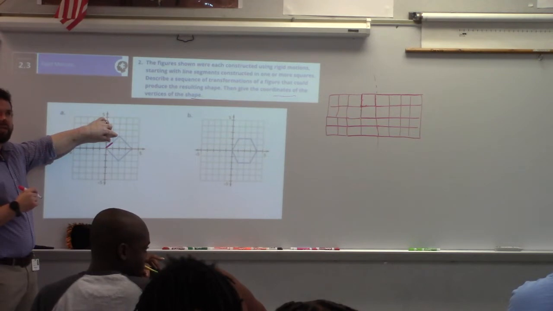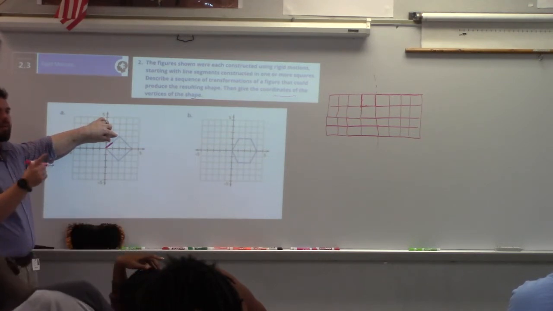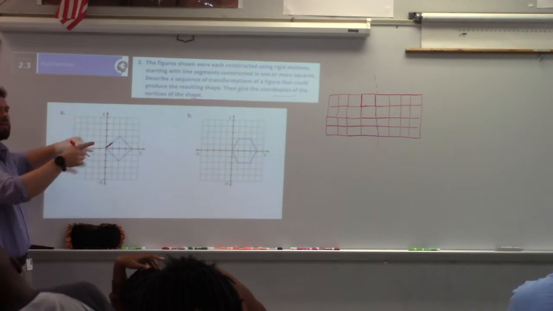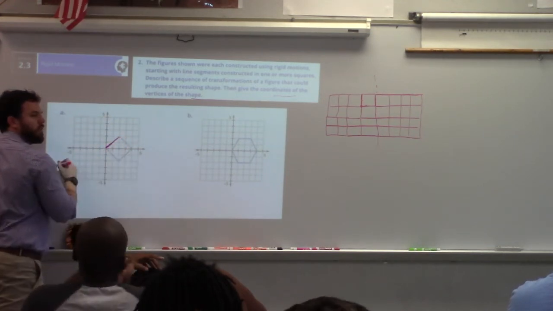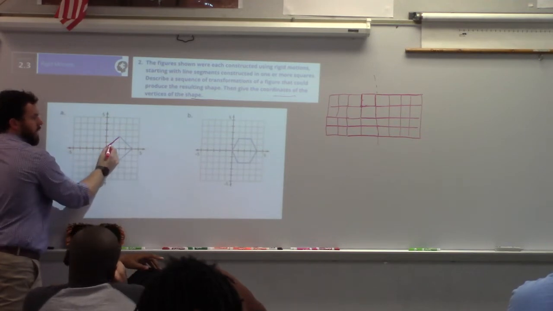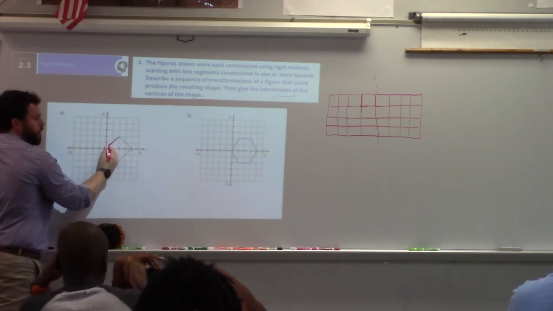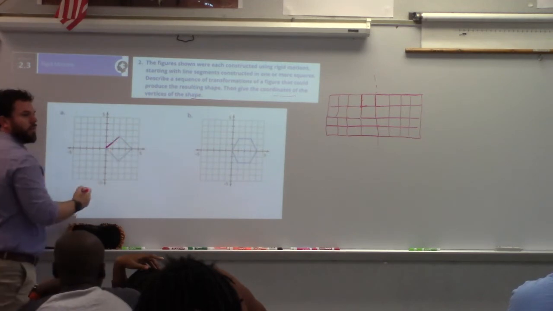Okay, how would you rotate it? Okay, maybe a reflection. Could I just translate it up? Yeah. Can I take this and translate it up to here? That would be to the right one and up one, or just translating up to the right?